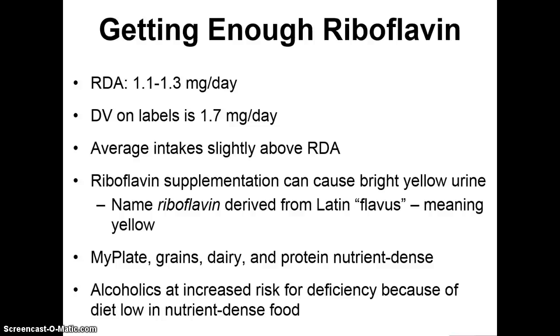Do Americans get enough? We get plenty of riboflavin. Actually, the most common sources of riboflavin are typically enriched grains and dairy foods. But one thing to keep in mind is that riboflavin is what causes your urine to be so bright yellow after taking a B vitamin supplement, and that really comes from the name: ribo, and flavus means yellow.